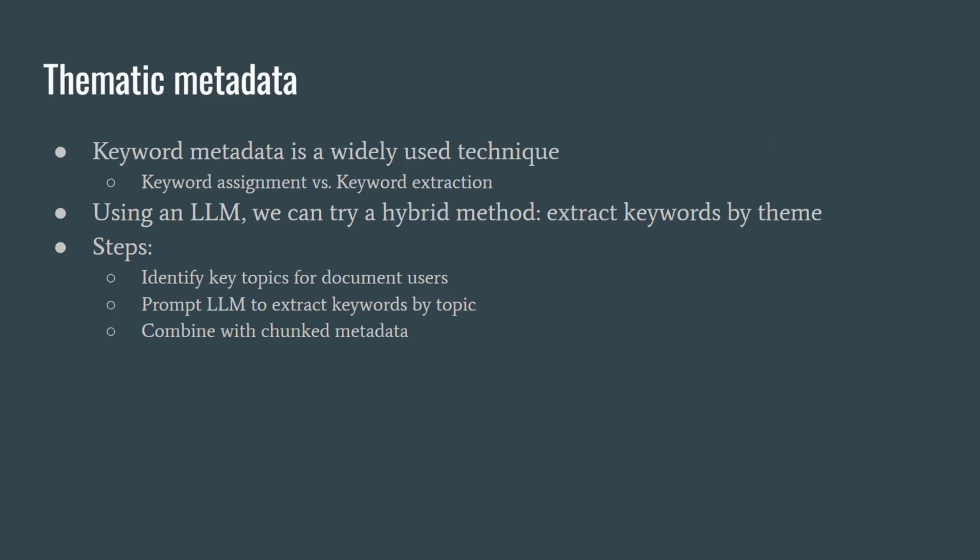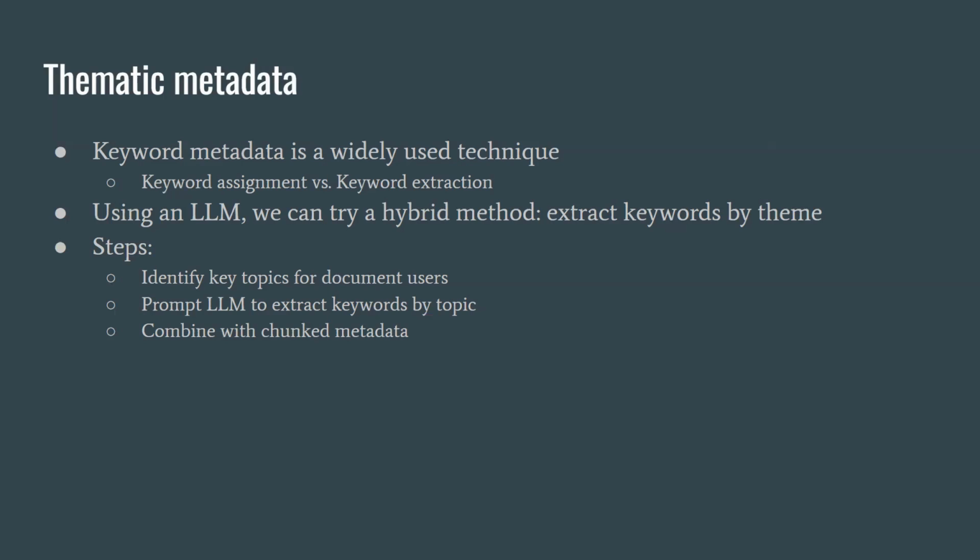Okay, so what I wanted to try was kind of a hybrid approach here. I wanted to get actual pieces of text from the context in my metadata, but I also wanted to have some kind of thematic consistency here. So I built on a technique that I've used before and extracted keywords by theme, okay?